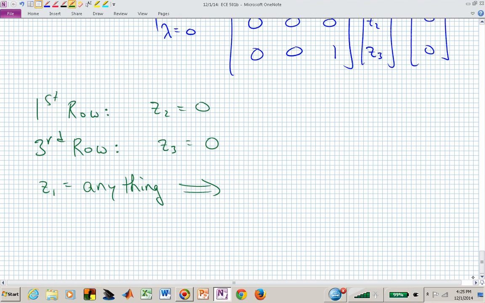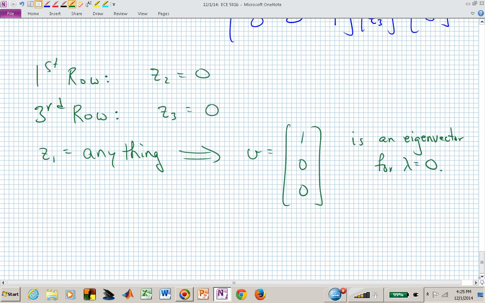Now we know what the eigenvector associated with lambda equal to 0 is. The eigenvector V is now spanned by 1, 0, 0. So we're 1/3 of the way to finding a basis of eigenvectors for our underlying vector space capital V.